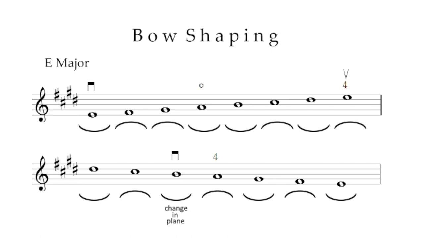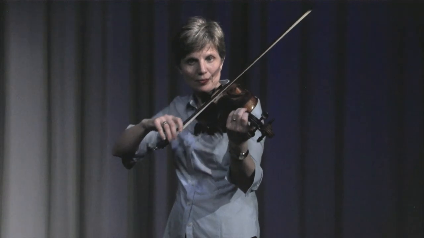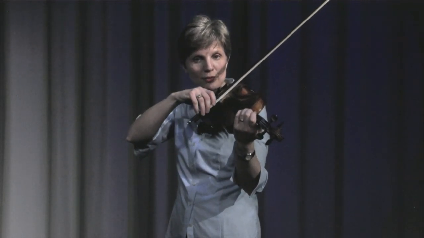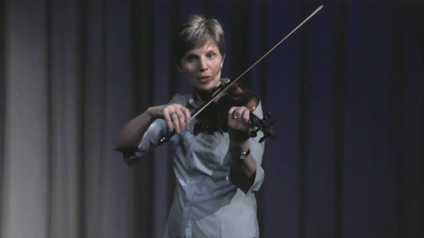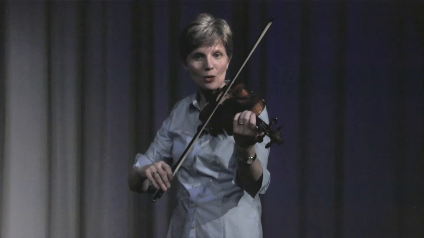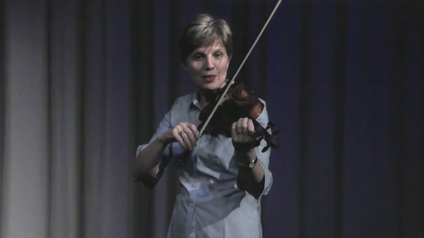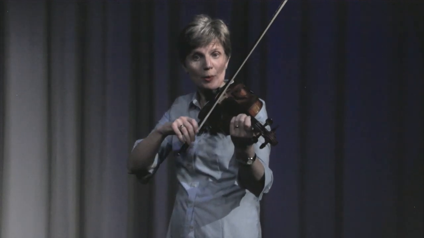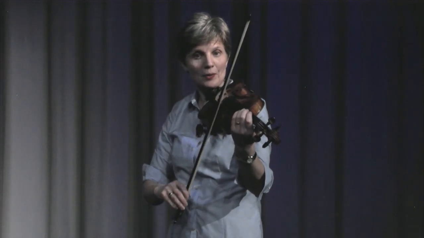It would start under, then go over. But the G sharp would have to be another overshape in order to get the bow easily over to the open A, which would then be an undershape. The same thing would happen if we had an open E on top. The D sharp here is an overshape, taking me to the open E.